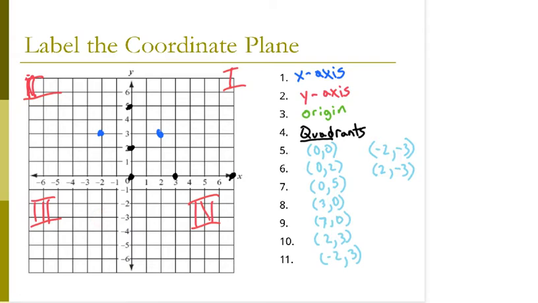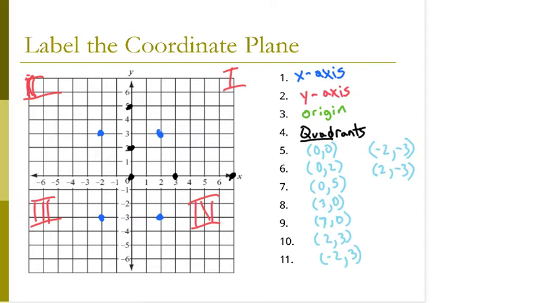For the last one, positive 2, negative 3, that would have to go in our fourth quadrant. So x is a positive 2, and we go down to negative 3, that's where our point should end up. So that's just a quick review on how to graph, and also parts of the coordinate plane.